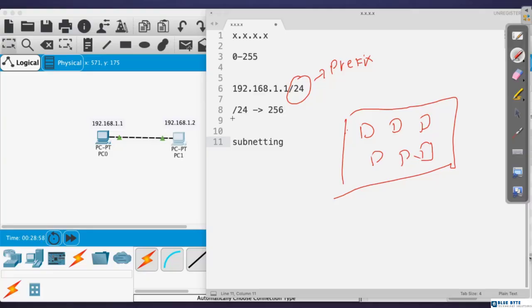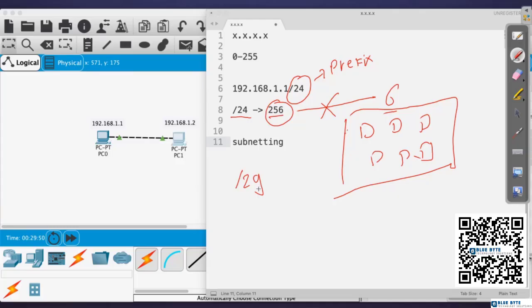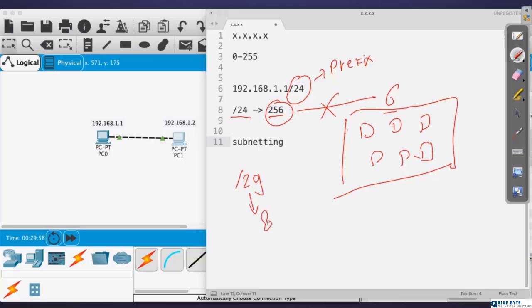If we use prefix /24, we know that the total number of IPs is 256. Absolutely, this is not suitable for our case, because we just need 6 IPs. If we use prefix /24, we will have 250 IPs that are not used. So, which prefix is best for 6 IPs or 6 computers? The answer is /29. Why? Because in prefix /29, the total number of IPs is 8. This is enough for 6 IPs or 6 computers.